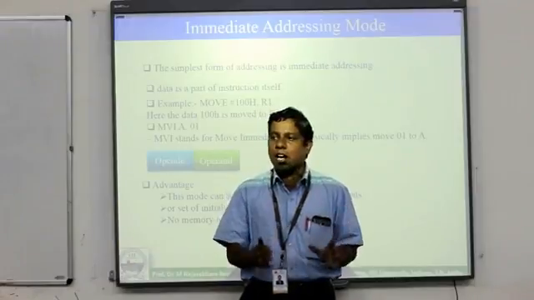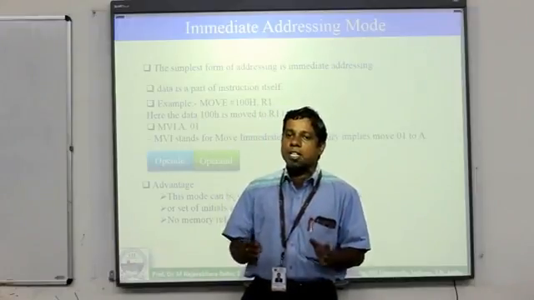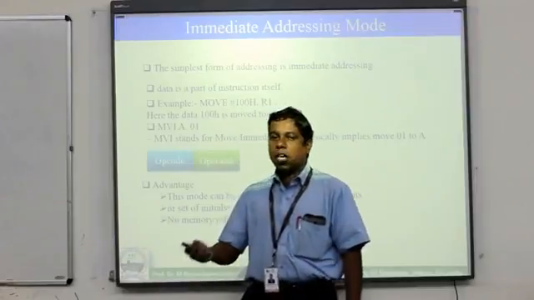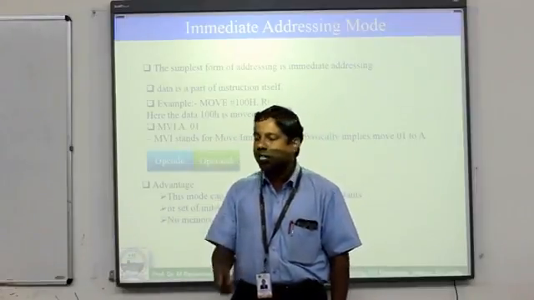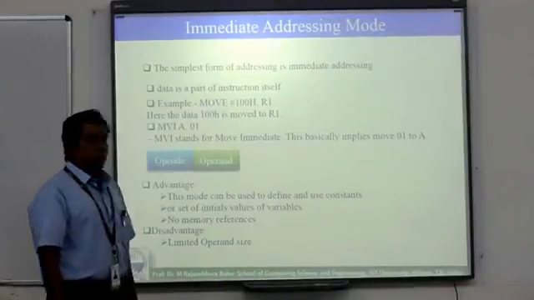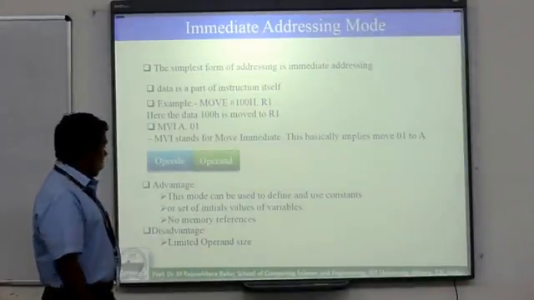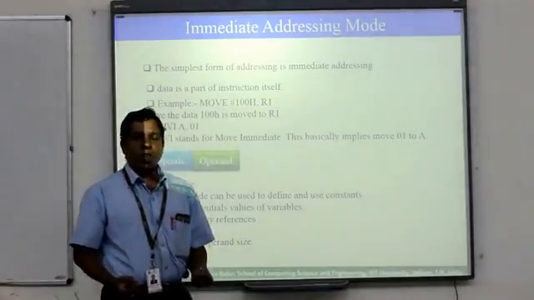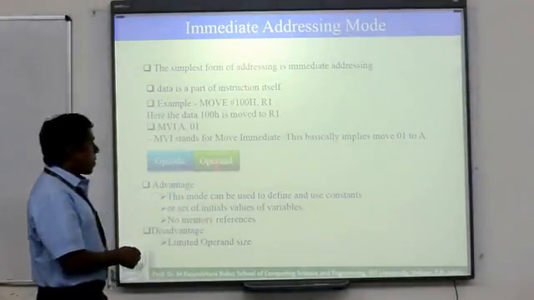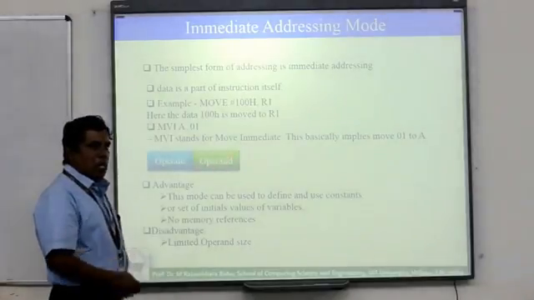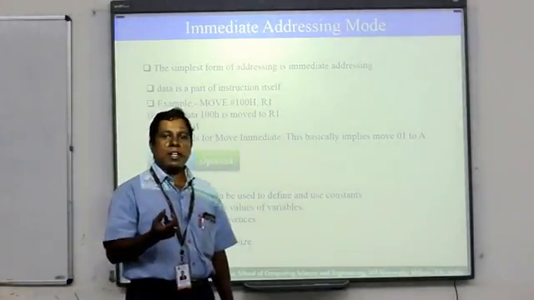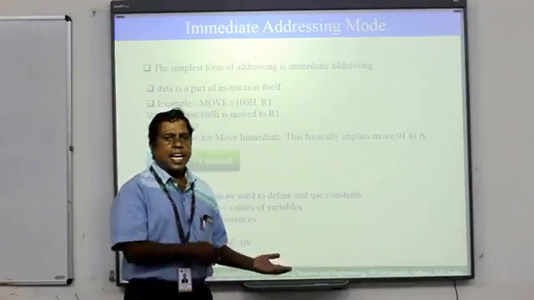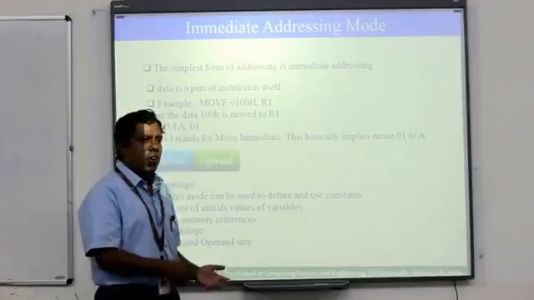But this is better than the earlier one, which is the implicit addressing mode. Implicit addressing mode has limited computation capability because it doesn't have any data to perform the operation on. But in this case, we can provide the data directly along with the instruction. The disadvantage of this immediate addressing mode is limited operand size. What does that mean? For example, assume the operand field is 8 bits, so it can hold only an 8-bit operand. If the operand is more than 8 bits, it cannot handle it. That is the basic disadvantage.